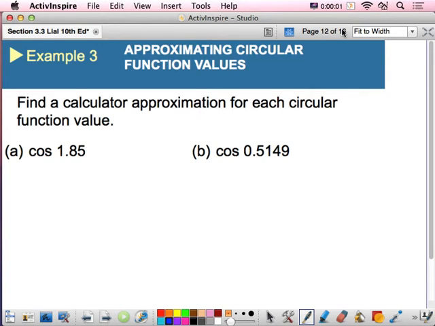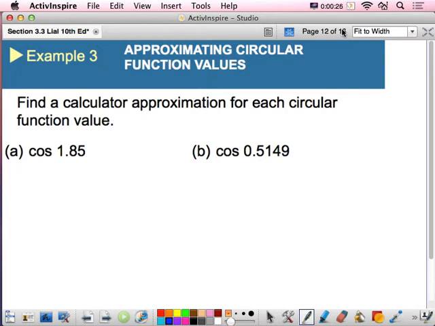We want to talk about things that aren't on the unit circle. If I ask you to find the cosine of 1.85, notice that there is no degree symbol after it. If there's no degree symbol, that's understood to be in radians. Certainly, I have no idea where 1.85 radians is. I could probably guesstimate, but it's not on my unit circle. So we're going to have a calculator to do this.